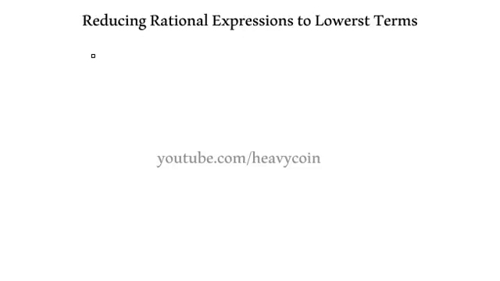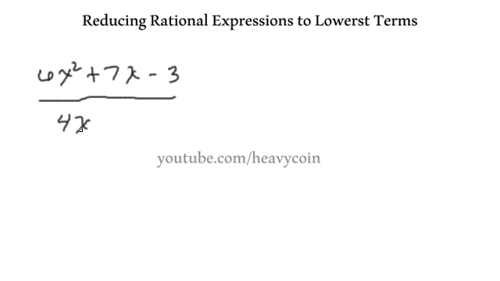Alright, reducing rational expressions to lowest terms. Let's take a look at a similar problem. We have 6x squared plus 7x minus 3, and that's going to be all over 4x squared minus 9.